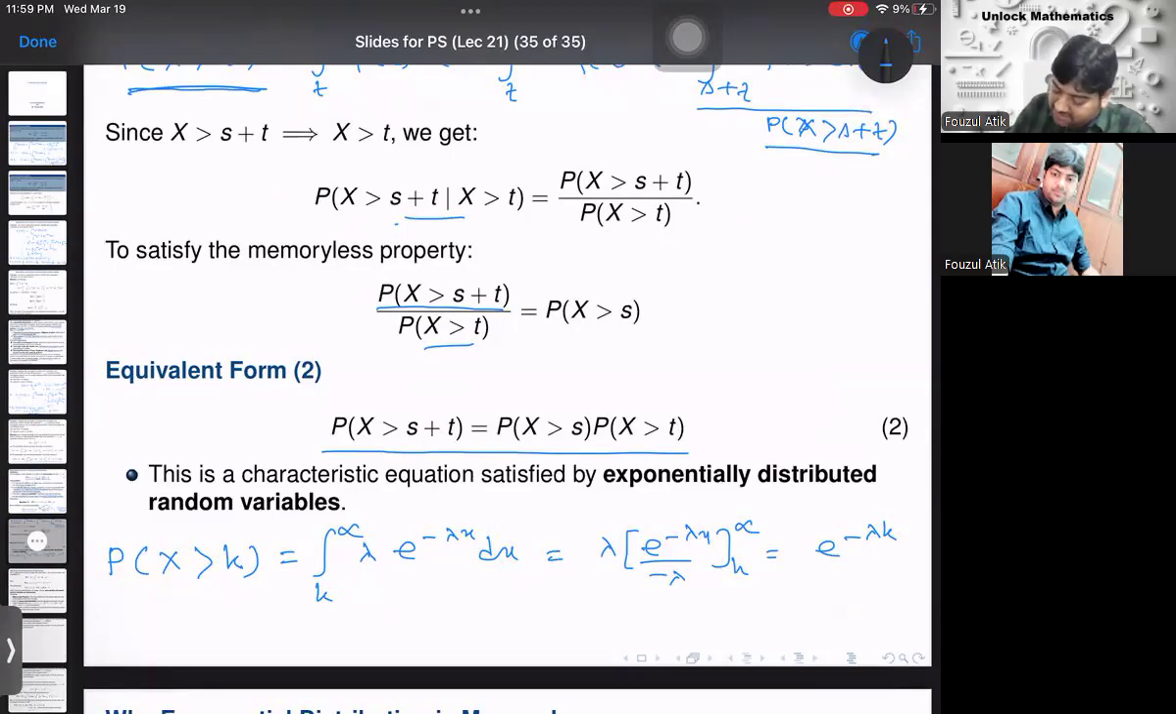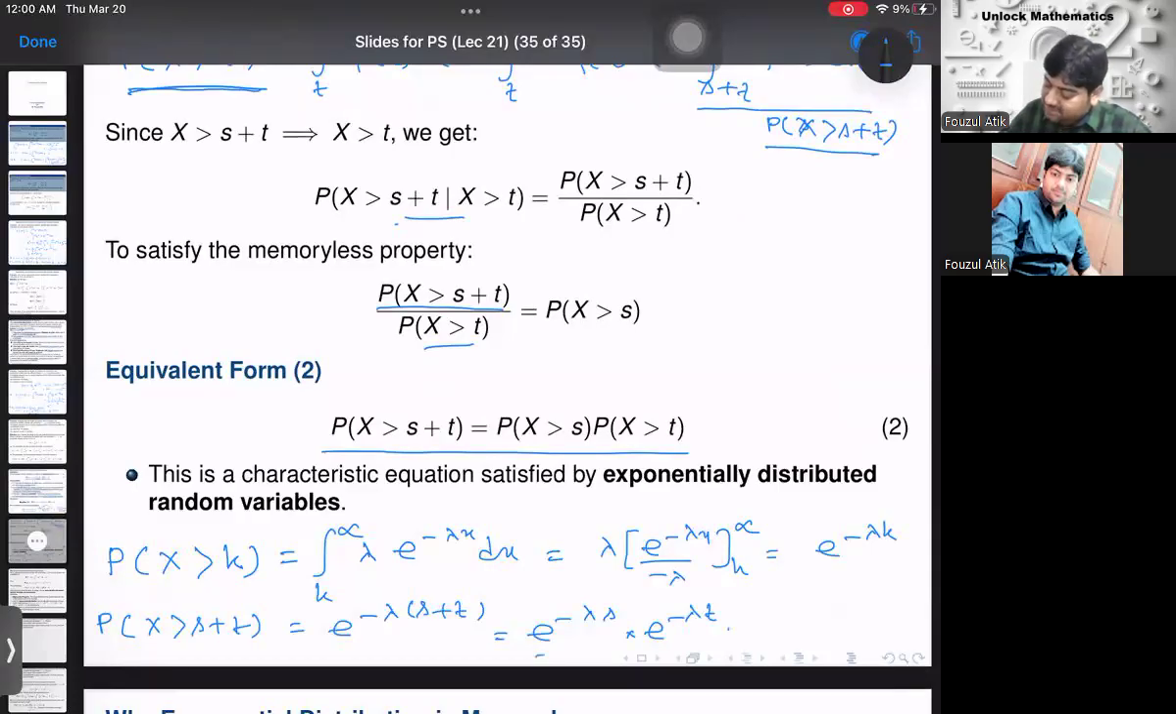Then if I have this thing, what is P of x greater than s plus t? So another real number s plus t. So it is e to the power minus lambda times (s plus t). Now can't I write this as e to the power minus lambda s into e to the power minus lambda t? But what is this quantity?